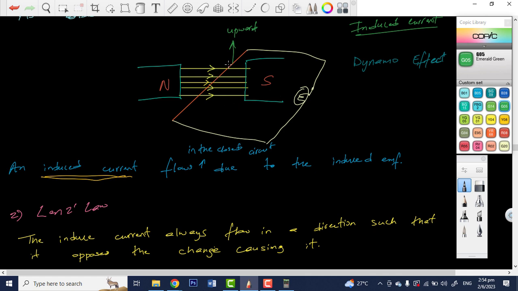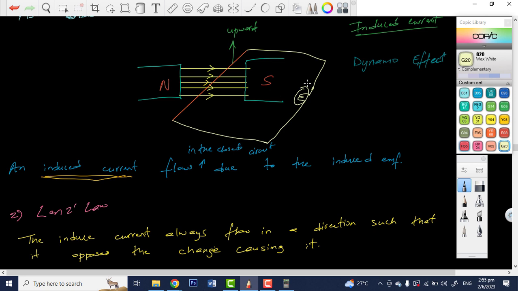As we move this conductor, we're going to get an induced EMF. Now that induced EMF will cause an induced current to flow. What Lenz's law says is that the induced current will flow in such a direction that it opposes the change that is causing it. In this case, the change is the movement of the conductor. When we move the conductor in the magnetic field, it induces an EMF across the conductor. Because we have that conductor connected to a closed circuit, we get an induced current. And that induced current will flow in such a direction to oppose the upward movement of the conductor.